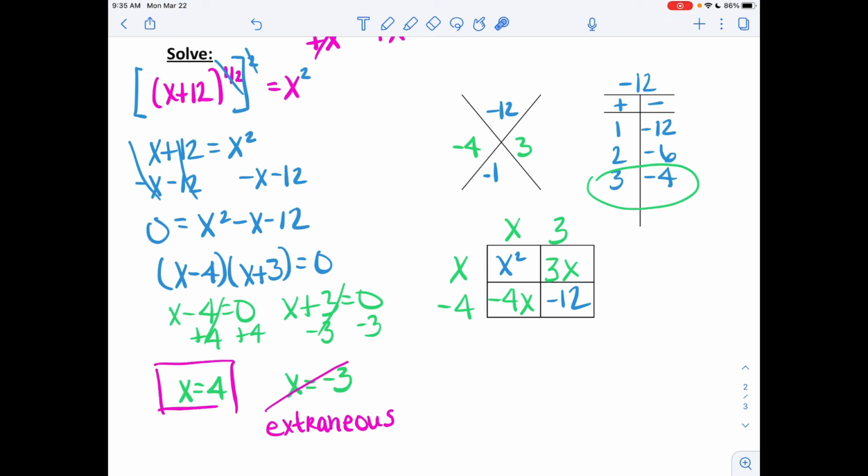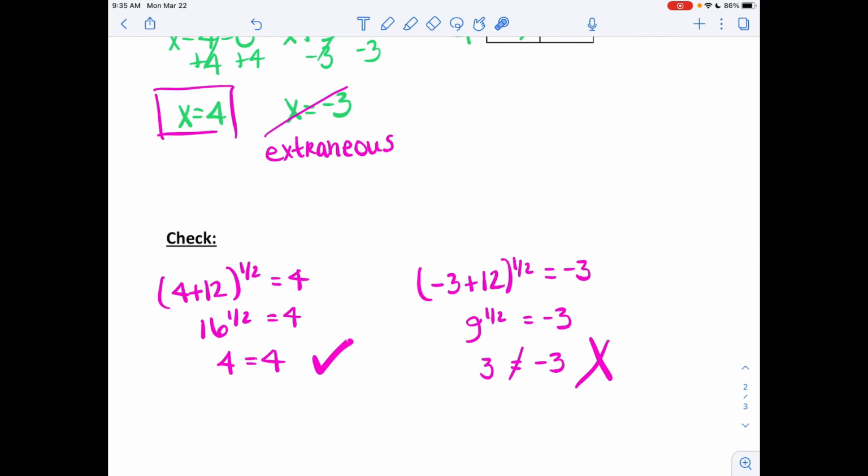And now I just need to solve each of these small algebra equations. x minus 4 is equal to 0. x plus 3 is equal to 0. Solving, I get x equals 4 or x equals negative 3. But wait, we have to check these. And as you can see, one of these is going to be extraneous.